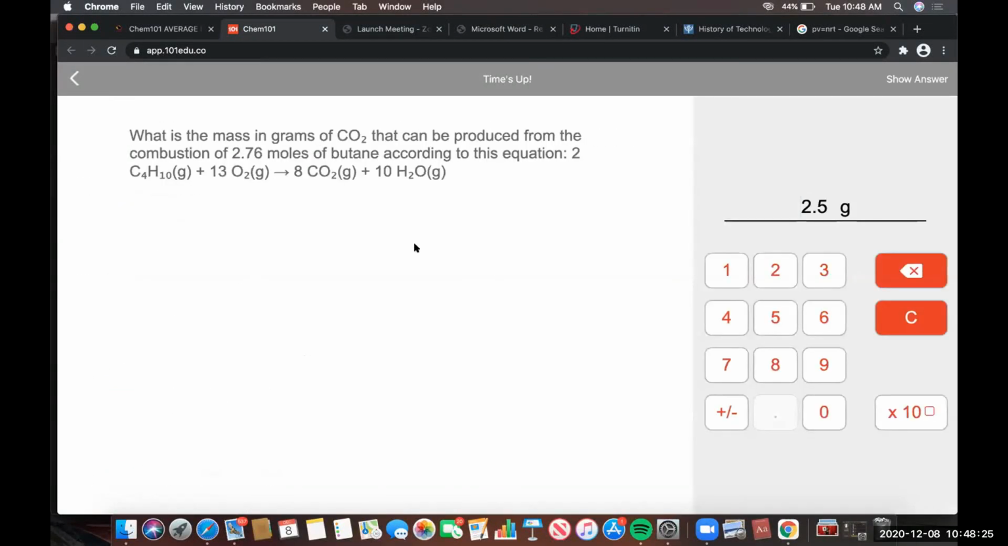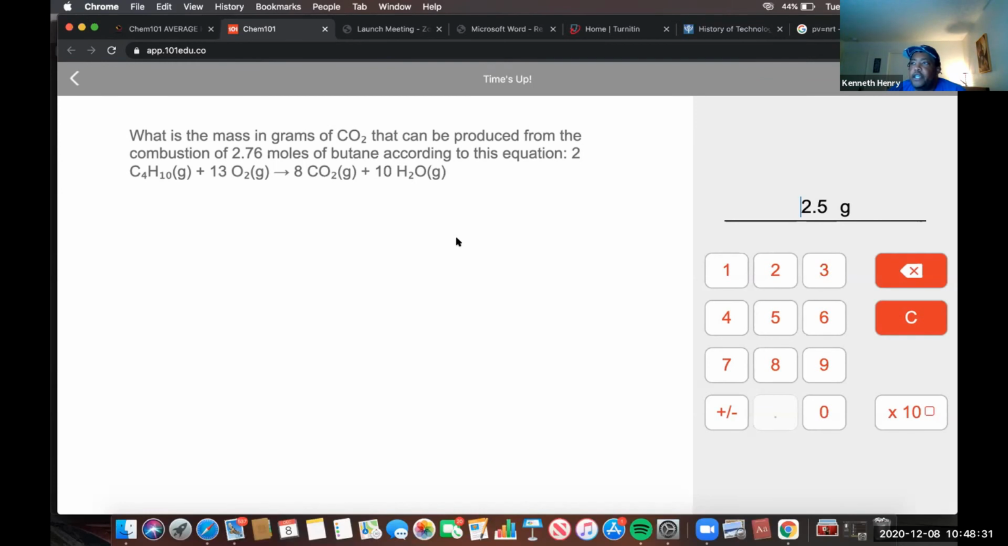So since I got this one wrong, can you help me with this one? Sure. It says, what is the mass in grams of carbon dioxide that can be produced from the combustion of 2.76 moles of butane according to the equation? 2 butane plus 13 oxygen yields 8 carbon dioxide and 10 water.